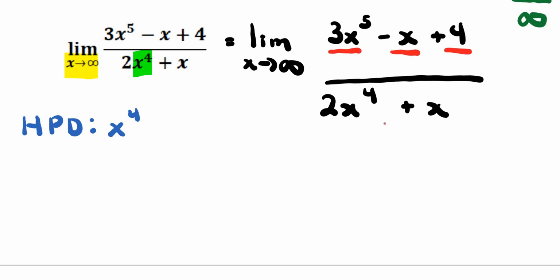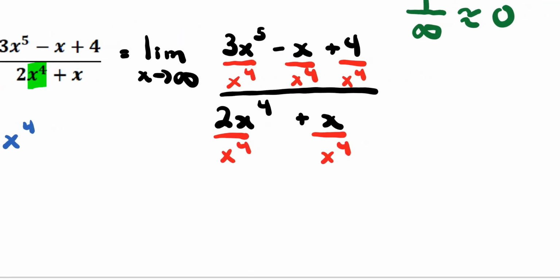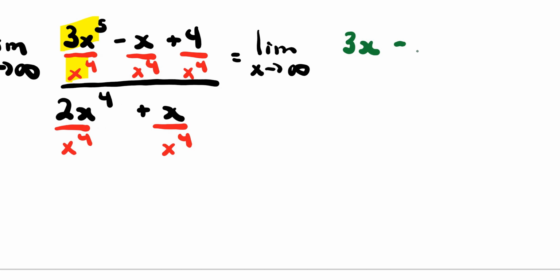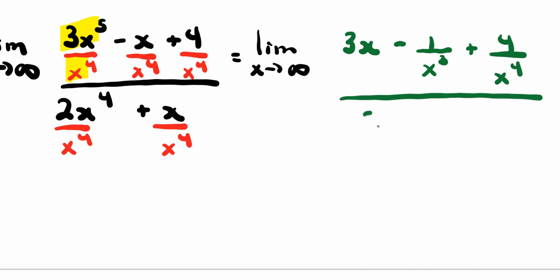Okay, and then we can divide every single term. Remember, mathematically, if you divide every single term by the same thing, you haven't changed the original problem. So I'm going to quickly write that out. Now we just simplify this. The very first fraction, 3x^5 divided by x^4, is 3x, and then minus 1 over x cubed, plus 4 over x to the 4, all divided by 2 plus 1 over x cubed.